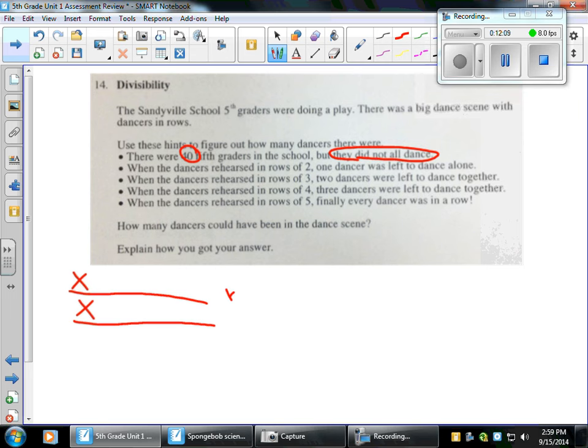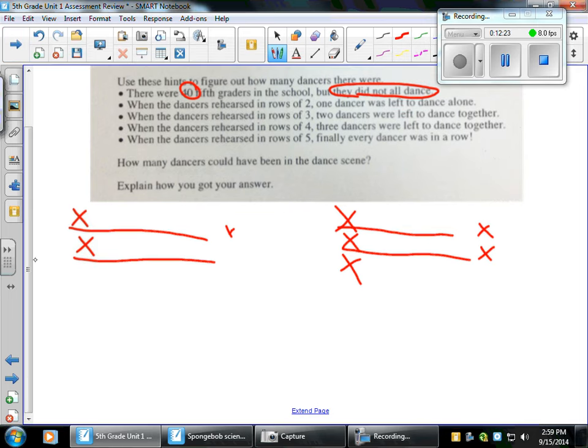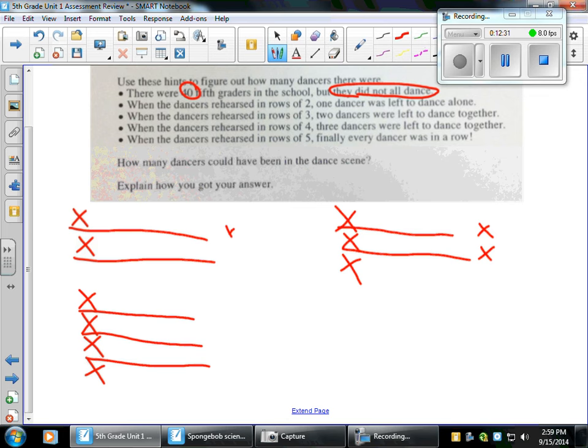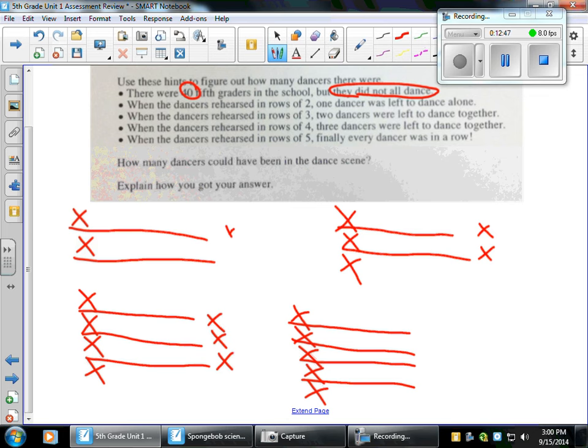When dancers rehearse in rows of 3, 2 dancers were left over. When dancers rehearsed in rows of 4, 3 dancers were left over. When dancers rehearsed in rows of 5, finally every dancer was in a row, so there wasn't any left over. How many dancers could have been in the dance scene?